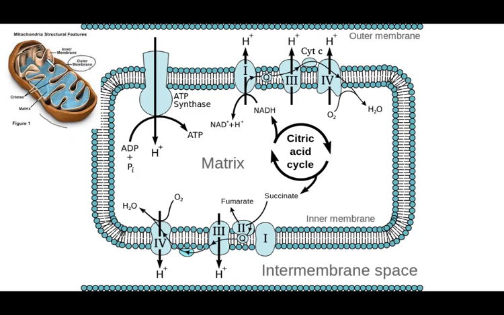And then we also have a folded inner membrane. So basically, the inner membrane is bigger. It has more surface than the outer membrane. So this is why it's folded like this. And the folds are called cristae.